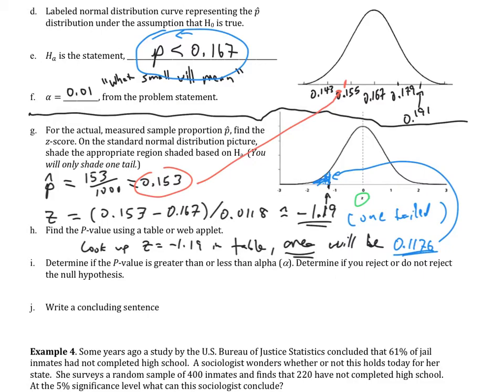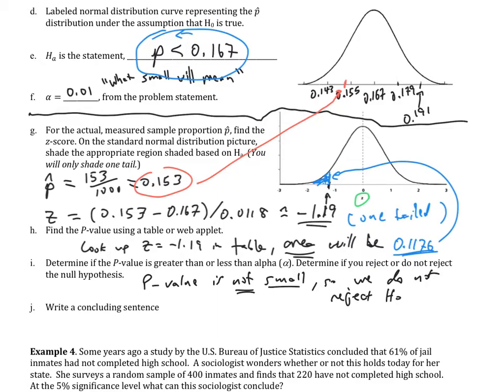Generally we wouldn't consider something that size to be small, but we don't have to decide it on the fly. We go back to our step F and realize that the alpha that was specified there is what small means for this problem. In this case, the p-value is not small because 0.1176 is not smaller than 0.01. So we do not reject H0.